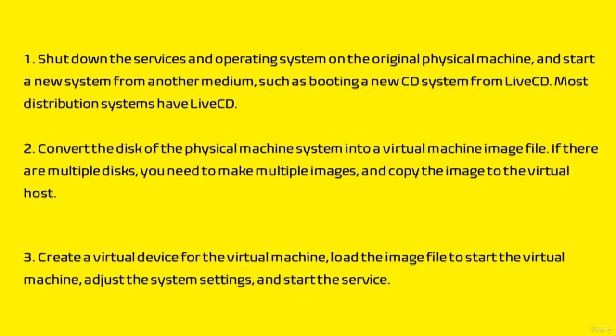So first, shut down the services and operating system on the original physical machine. Then start a new system from another medium, such as booting a new CD system from Live CD. Most distros have Live CD. Convert the disk of the physical machine system into a virtual machine image file. If there are multiple disks, you're going to need to make multiple images and copy the image to the virtual host. Then create a virtual device for the virtual machine. Load the image file to start the virtual machine, adjust any system settings, and start the service.